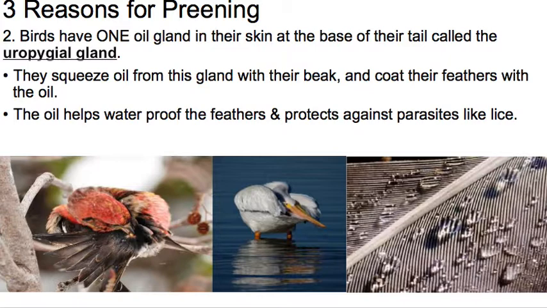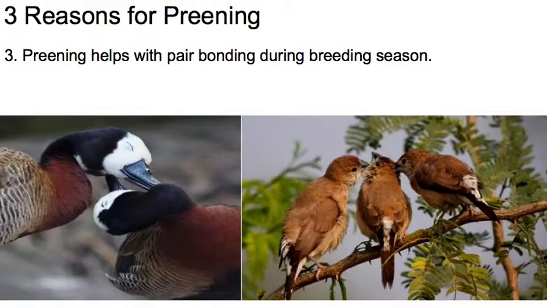The birds will have one oil gland in their skin at the base of their tail called a pineal gland. I can never say that right. They squeeze oil from this gland with their beak, and then they coat their feathers with the oil, and that oil helps waterproof the feathers and protect against parasites like lice. And then the third reason is preening will help with pair bonding during breeding season, so they'll preen each other.